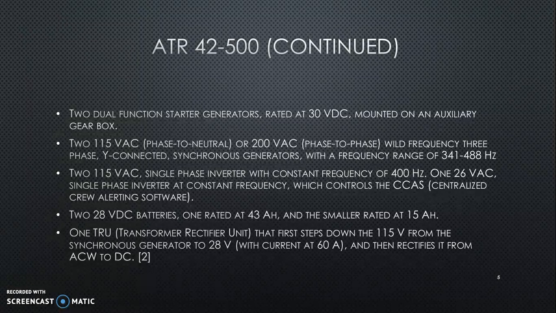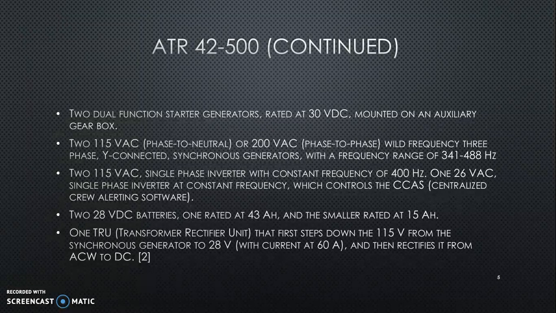So you have two dual function starter generators with a 30 volt DC. You have the two wild frequency 3-phase Y-connected synchronous generators with the frequency range, and then you have the inverters which convert the DC to AC, which is the AC of fixed frequency. So you don't have an AC generator in there. And then you have the two batteries, and then you have the one transformer rectifier unit, which basically takes the AC wild and converts it to DC in case of emergencies.